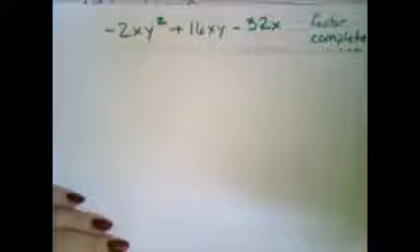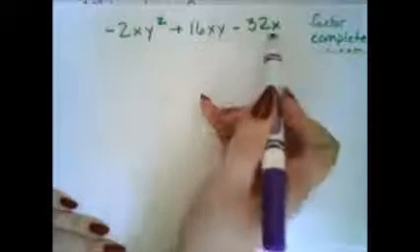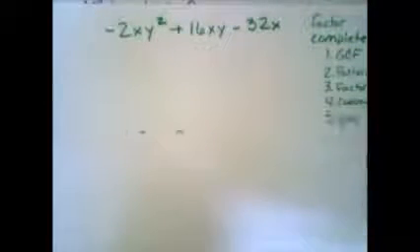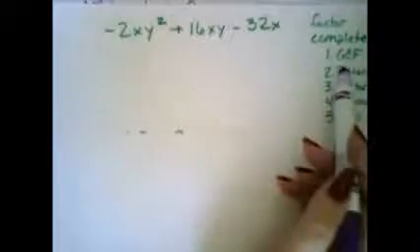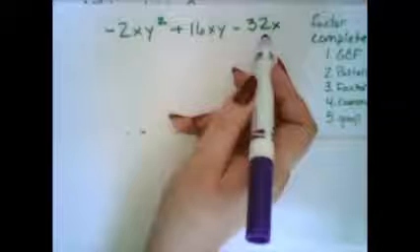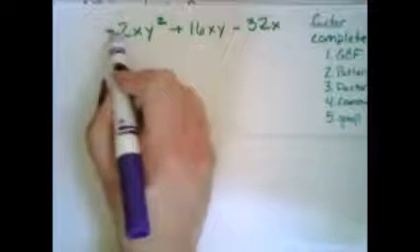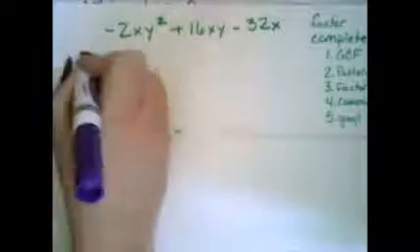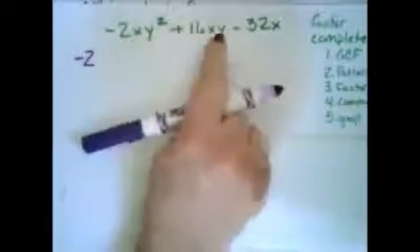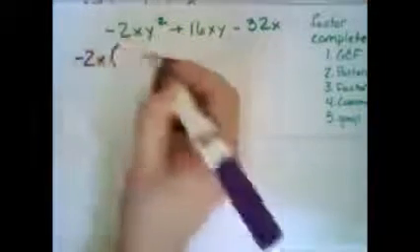So let's start with an example. Negative 2xy squared plus 16xy minus 32x. We're going to factor it completely. So we're going to start by looking for a GCF. Well, all the numbers are divisible by 2. And I'm not going to just take a 2 out. I'm going to take a negative 2 out to get rid of that negative sign. So I'm going to pull a negative 2 out. I also see that everything has an x. So I'm going to pull that out too, and let's see what we've got.